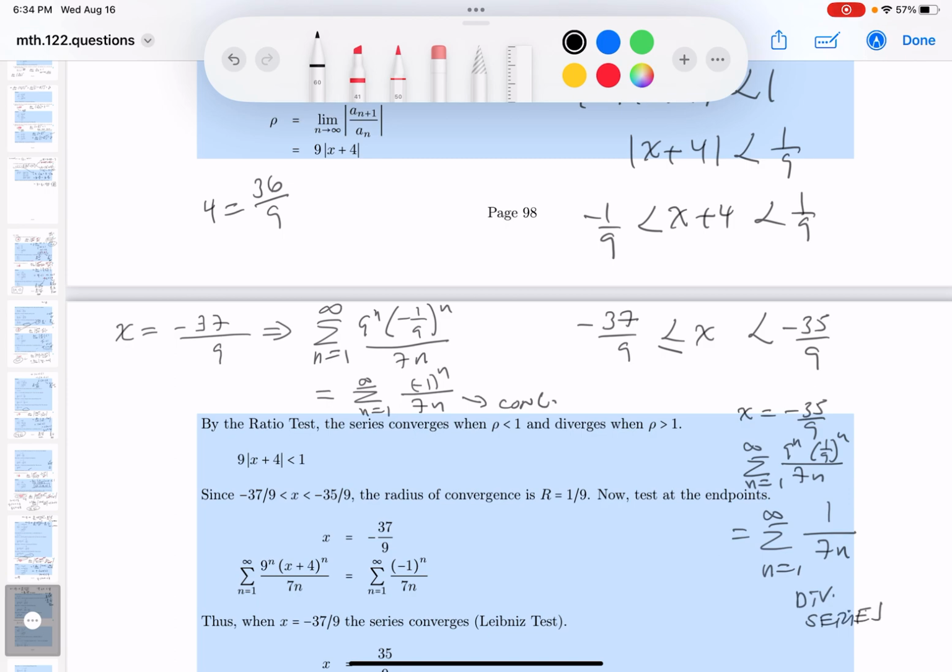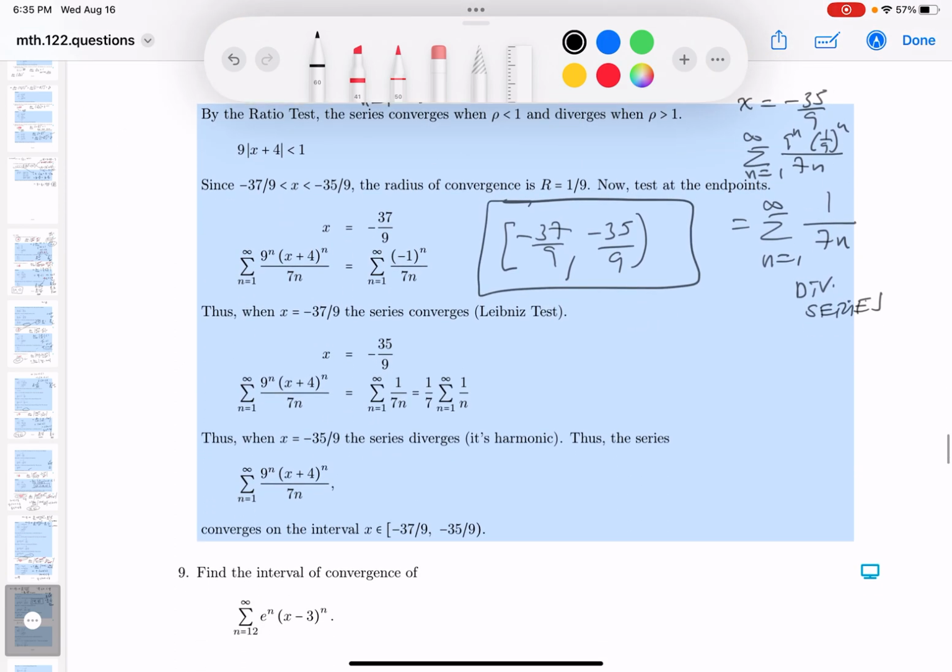So let's put the interval down now. I think I'm ready to do that. Minus 37/9, comma, and it goes up to minus 35/9. It's not touching it. Put that down. And let's take a look, see if we got it. Okay, we're good. Time to go on.